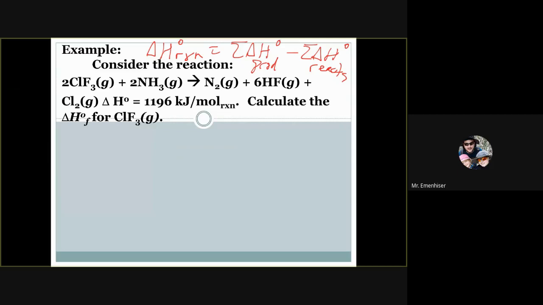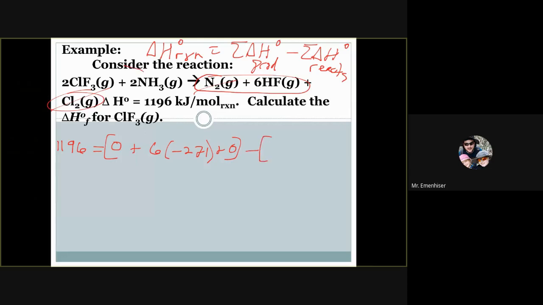So we know that the total delta H is 1196, and I'm going to start with my products. So I'm going to start with these guys. So nitrogen is 0. We have 6 HF, so that's 6 times the negative 271 from that table that I erased, and then plus the 0, which is the chlorine. So that's our products. We're going to take all of that, and that's why I put it in brackets, and we're going to subtract the reactants.